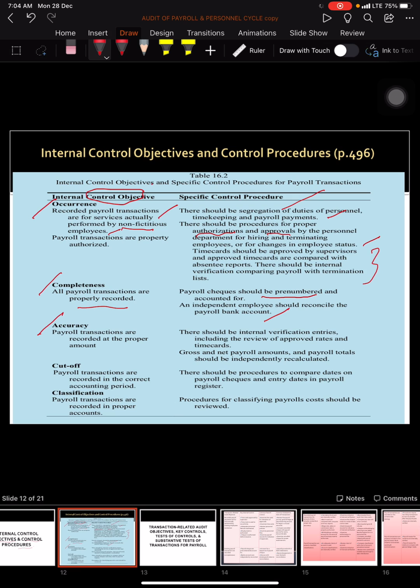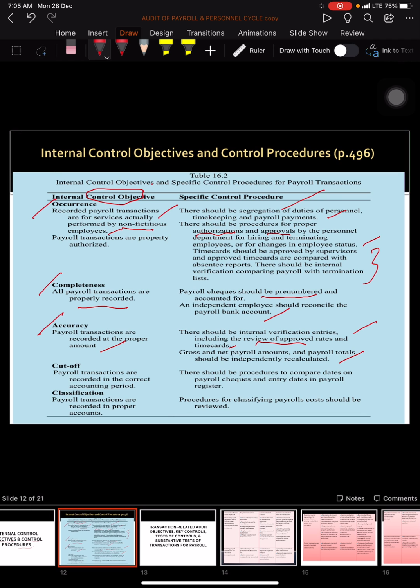All right, what about accuracy? Accuracy means that the transaction is recorded at the proper amount, so all the amounts are accurate. There should be internal verification, including review of the approved rates and time cards. So we have to see the approval, whether the calculation they did is correct. Gross and net payroll amounts and payroll totals should be independently recalculated. It means you have to recalculate manually to see whether this is good or not. Maybe you can do a sample and so on.